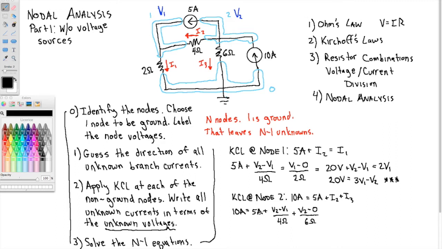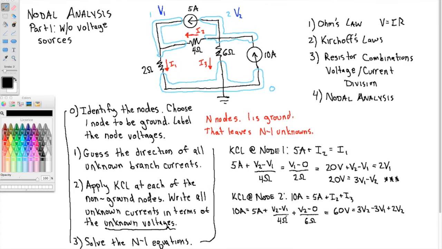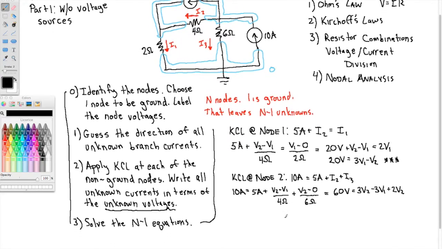Now I can move the 5 amps over to the left. That would make 5 amps. And multiply by the common denominator here, which is 12 ohms. So I'd have 5 amps times 12 ohms, which is 60 volts equals 3 V2 minus 3 V1 plus 2 V2. Again, if I'm going too quickly, feel free to pause the video as necessary.